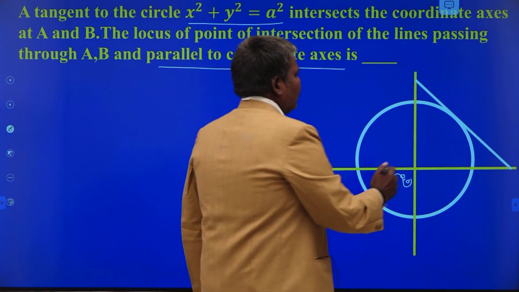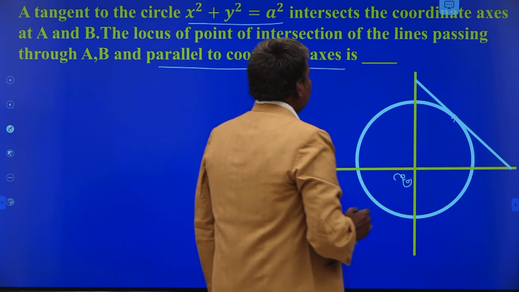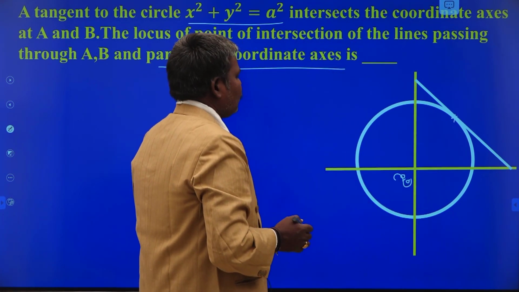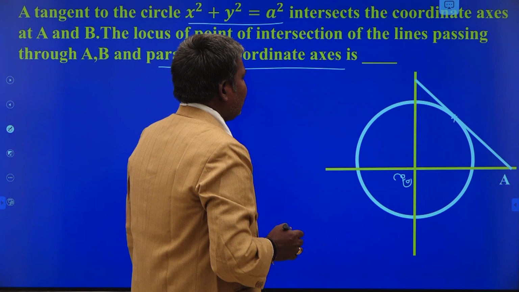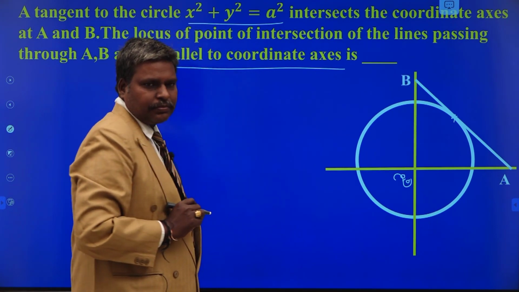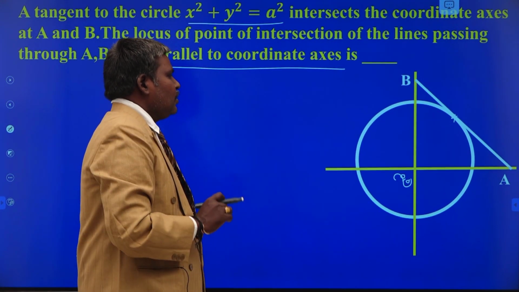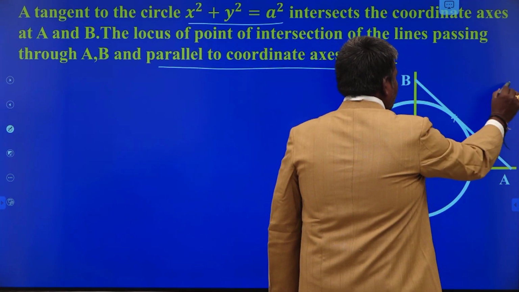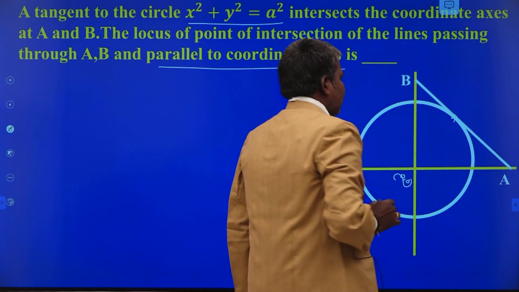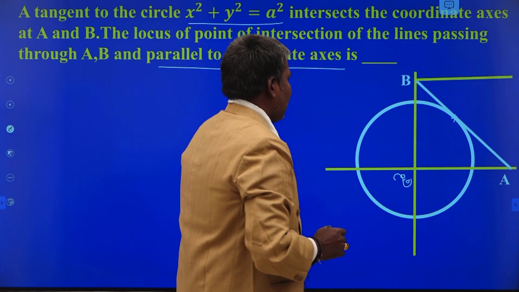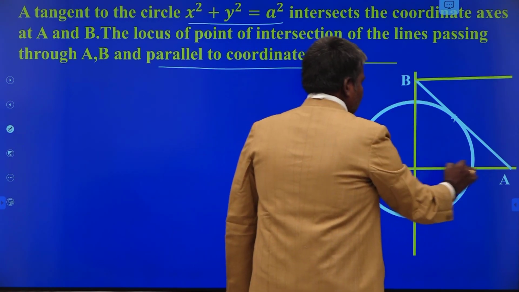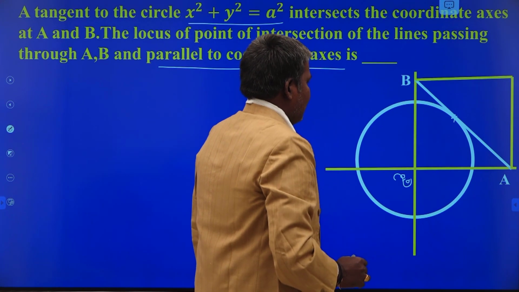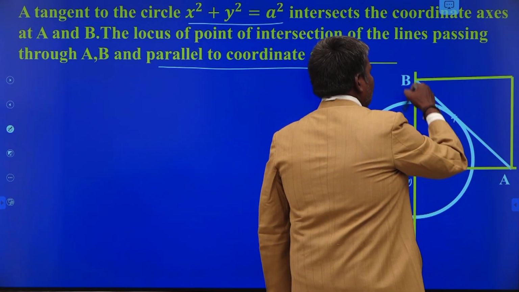Now this is one of the tangents, drawn at this point. It intersects the coordinate axes at what? A and B. This is the point A. This is the point B for this tangent. Now what is the experiment? We are drawing the lines through A, B parallel to the coordinate axes. So this is the line passing through B parallel to the x-axis. This is the line passing through A parallel to the y-axis.